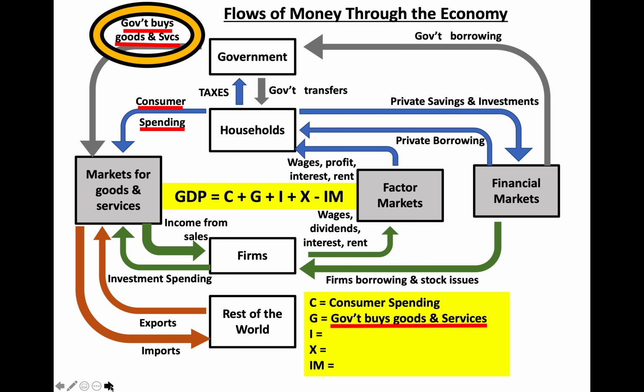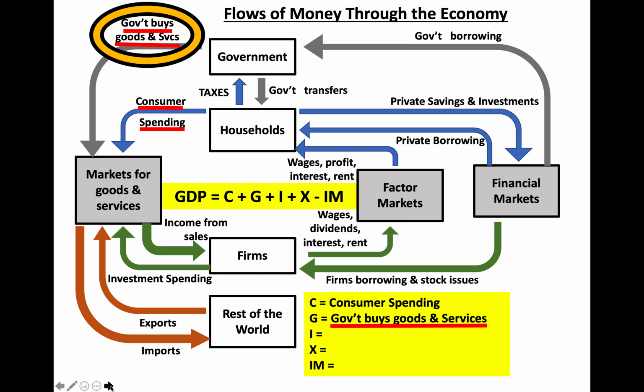Now, sometimes our government spends more money than it makes, than it takes in taxes. In that case, it has to borrow money. It borrows money from the financial markets, but ultimately that's money that the households have saved. Okay, and so by households buying government bonds.